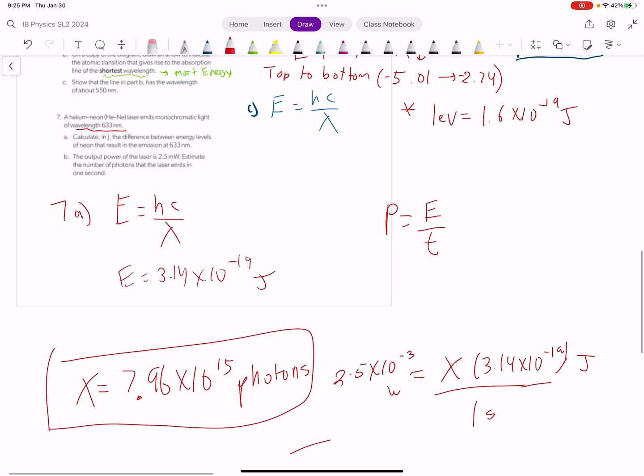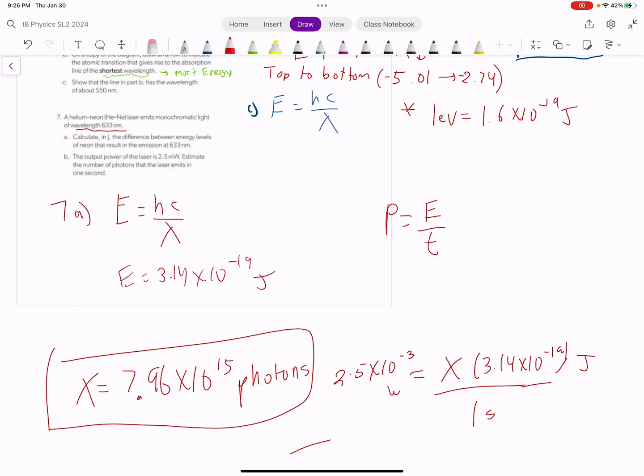Okay. Calculate the difference between energy. Yeah. So we just plug in the values. Okay. Part B, what's the power of the laser? So the output power is 2.5. Estimate the number of photons the laser emits in 1 second.